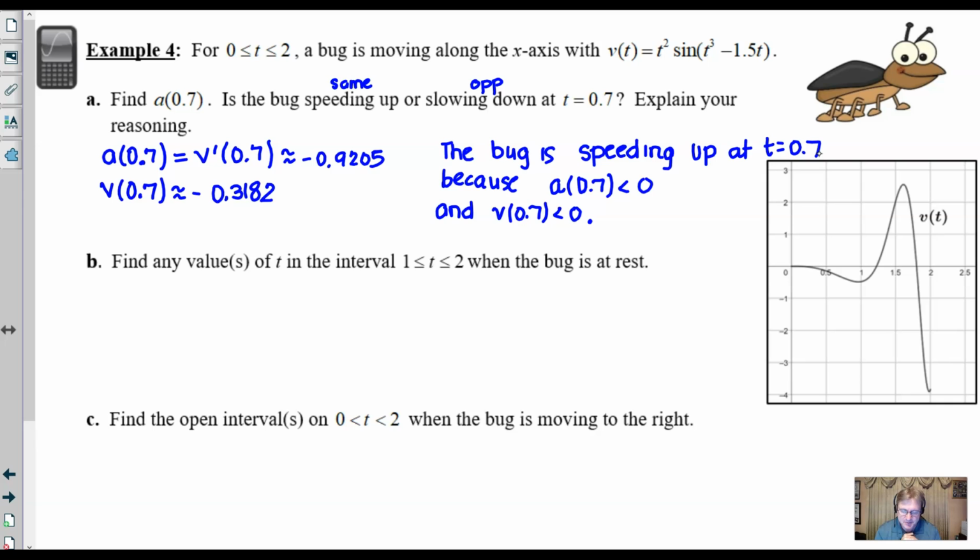All right, let's take a look at part B. Find any values of t in the interval 1 to 2 when the bug is at rest. So you have to be thinking, translate into a different language. Let's go from English into calculus. A bug is at rest has the same meaning as velocity being equivalent to 0. So you just simply have to find out where the graph of this particular velocity is equal to 0. And it looks like there's a couple of times, especially between 1 and 2.